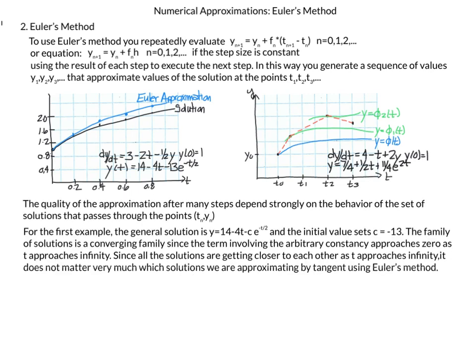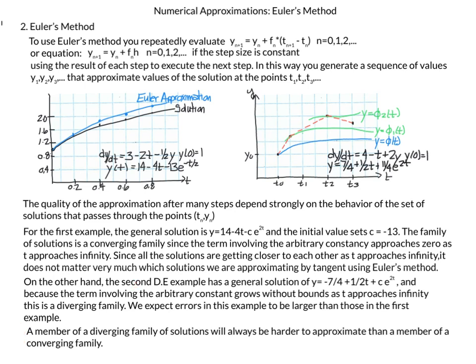What I mean by that, in our first example, the general solution is y equals 14 minus 4t minus c e to the negative t over 2. The initial value sets c equal to negative 13. So the family of solutions is a converging family, since the term involving the arbitrary constant, minus c e to the minus t over 2, approaches 0 as t approaches infinity. Since all the solutions are getting close to each other as t approaches infinity, it does not matter very much which solutions we are approximating by the tangent using Euler's method.